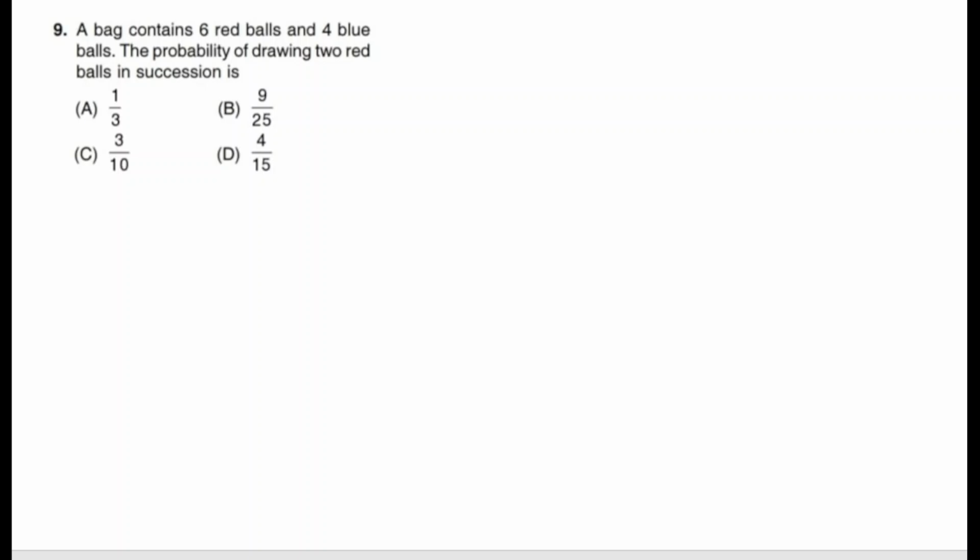Yes. Let us proceed to the next question. What we have in the next question, it is a very easy question. A bag contains 6 red balls and 4 blue balls. The probability of drawing 2 red balls in succession is, okay. One bag is there. I'm drawing a bag like this. In this bag, we have 6 red balls and we have 4 blue balls. In this, we need to pick 2 balls out of the total, and the probability of the 2 balls being red.